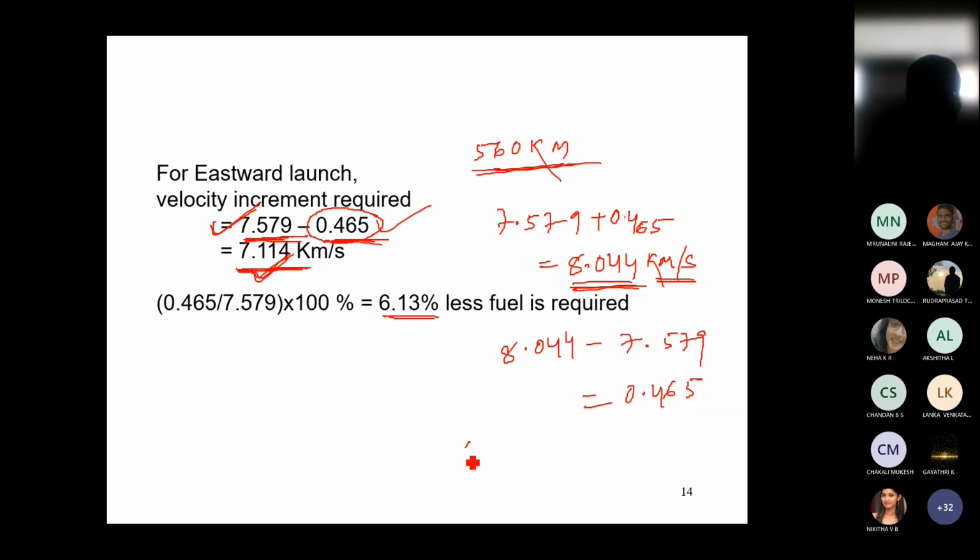So this 0.465 divided by 7.579, if you multiply by 100, you will get 6.13%. So this much percentage of extra fuel the rocket requires when you launch the satellite in the opposite direction, that means in the westward direction.